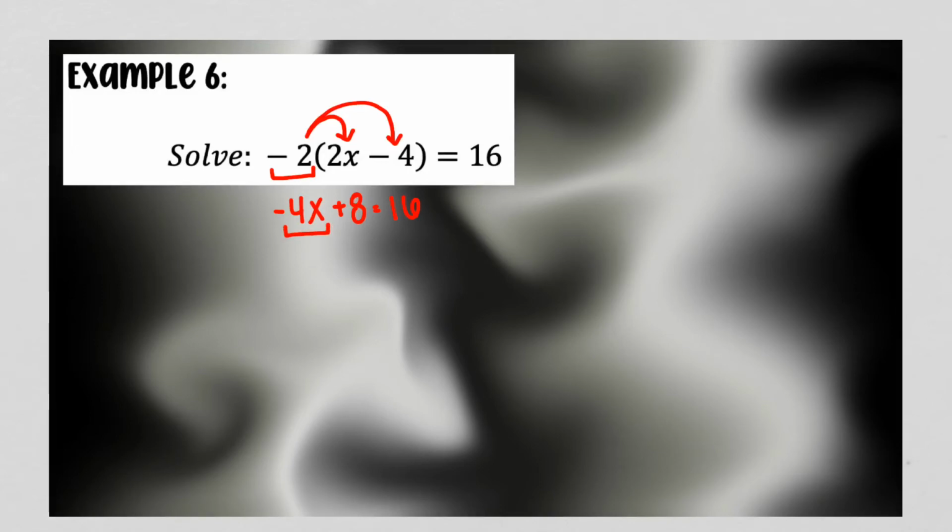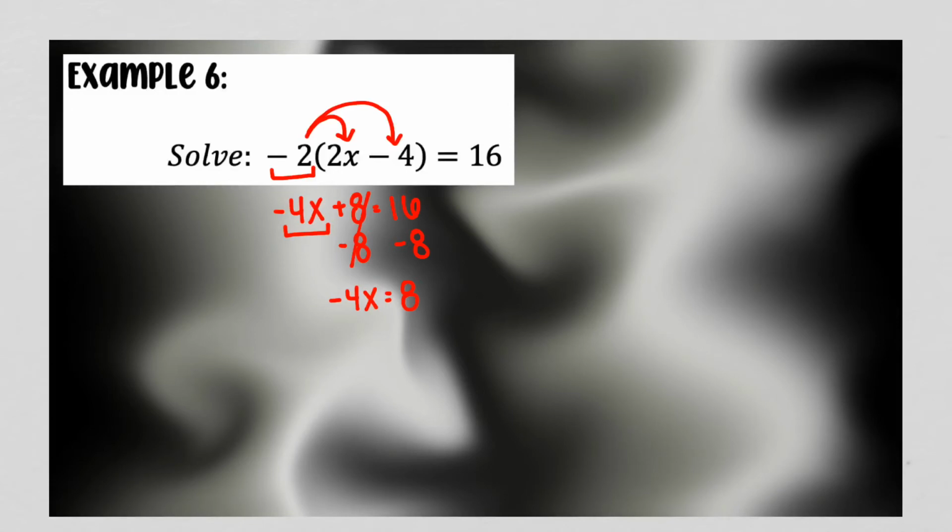So in order to move the 8 to the other side, I have to subtract it, do the inverse or the opposite. When I do that on the left side, it cancels out, and I'm left with negative 4x equals, and you have 16 minus 8, which should leave you with just positive 8.